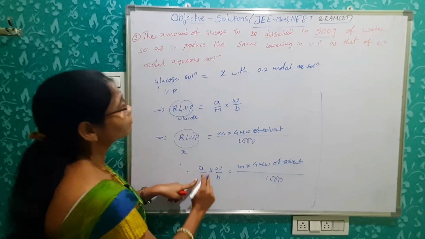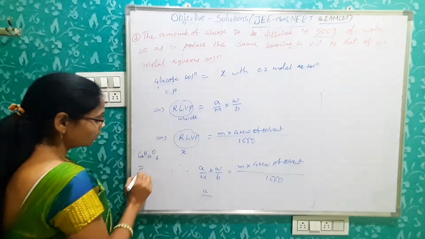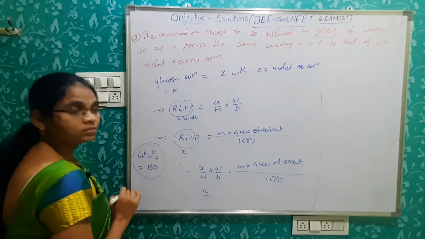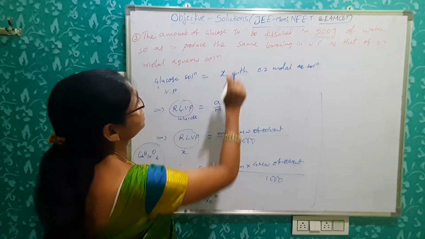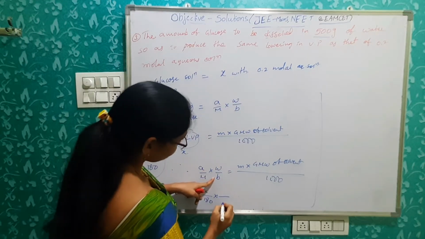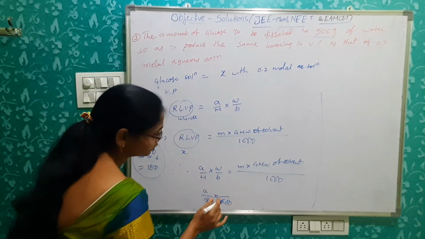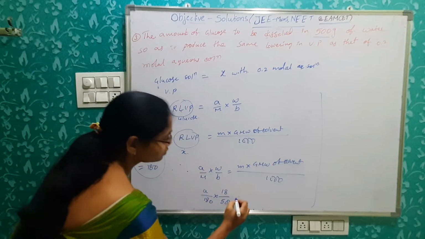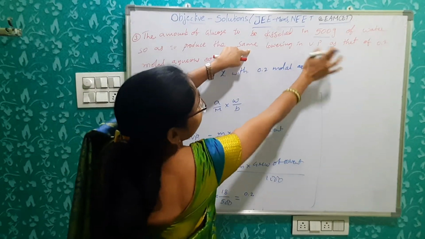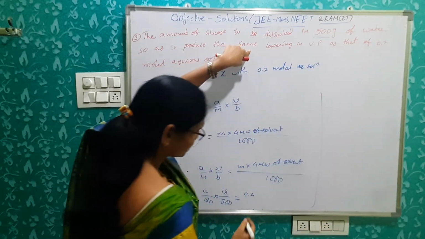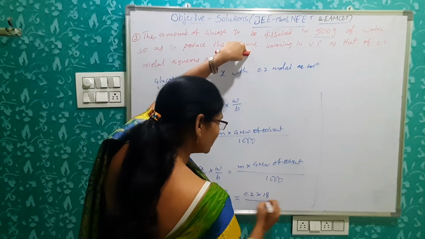Gram molecular weight of glucose, C6H12O6, how much? 180. Into weight of water 500 grams, gram molecular weight of water 18 grams. Now molality is given as 0.2 for the aqueous solution, into gram molecular weight of that aqueous solution. Aqueous means water, 18 grams, by 1000.